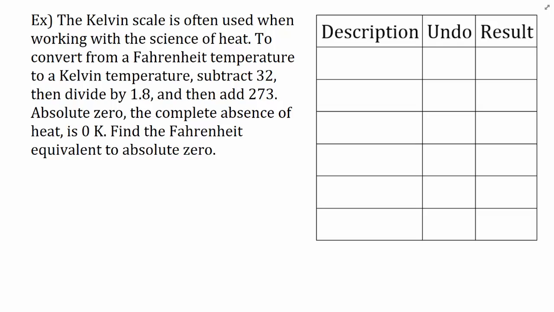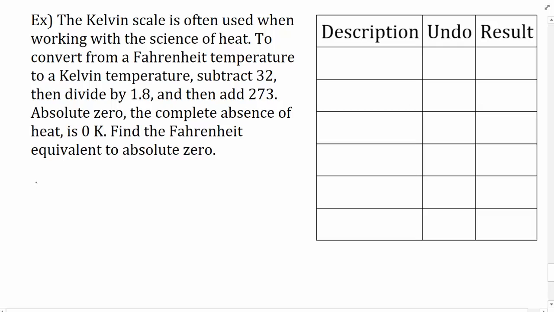The Kelvin scale is often used when working with the science of heat. To convert from a Fahrenheit temperature to a Kelvin temperature, subtract 32, then divide by 1.8, and then add 273. Absolute zero, the complete absence of heat, is zero Kelvin. Find the Fahrenheit equivalent to absolute zero.